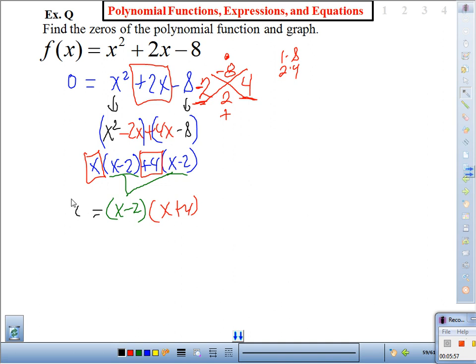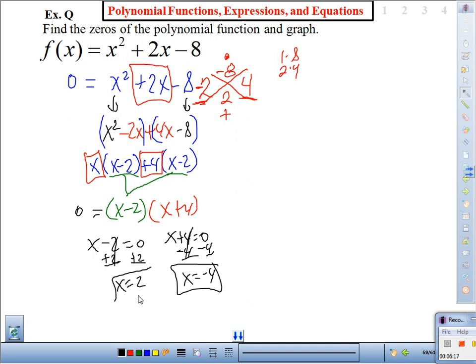Is it coming back? Yes? All right, so therefore at this step we do what? X minus 2 equal to 0 and x plus 4 equal to 0. Let's solve. Plus 2, plus 2: x equals 2. Minus 4, minus 4: x equals negative 4. And these are called zeros. Why? Because if we were to substitute them into the equation, what do we get? 0. All right.